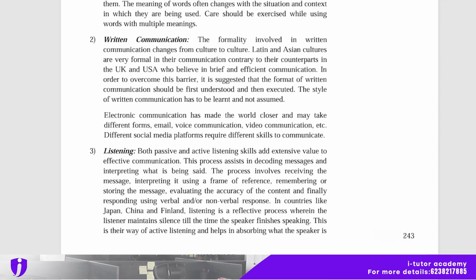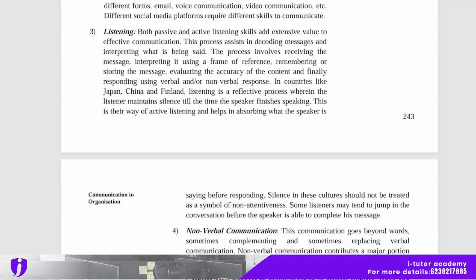Listening. Both passive and active listening skills add extensive value to effective communication. This process assists in decoding messages and interpreting what is being said. The process involves receiving the message, interpreting it using a frame of reference, remembering or storing the message, evaluating the accuracy of the content, and finally responding using verbal and non-verbal responses.